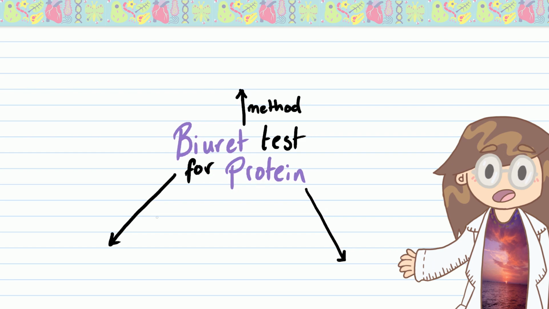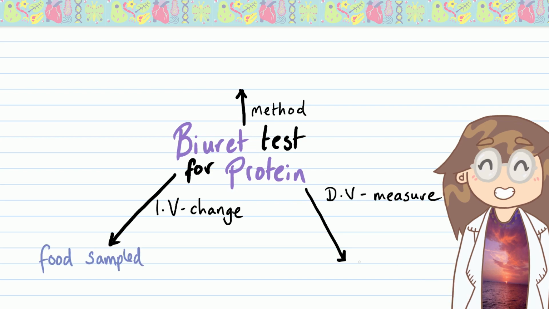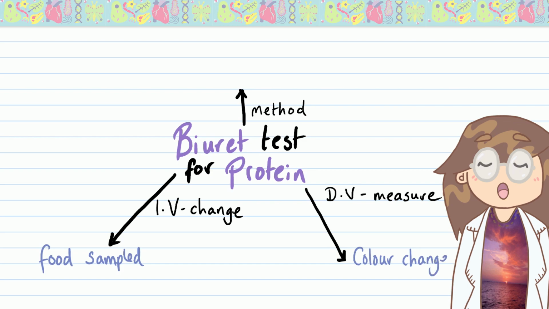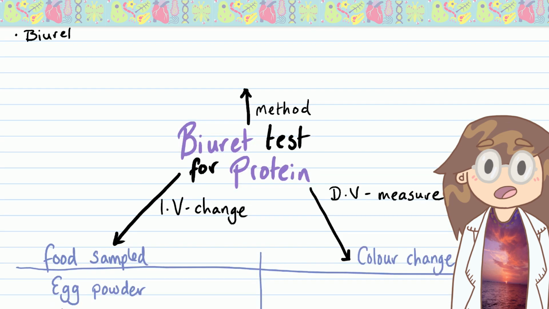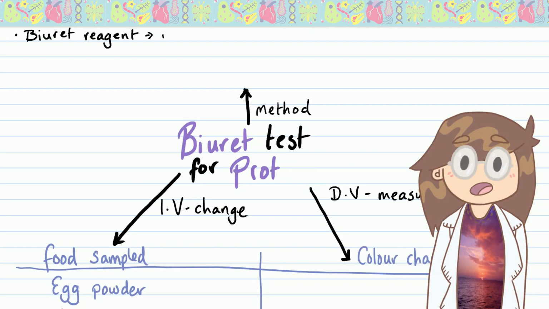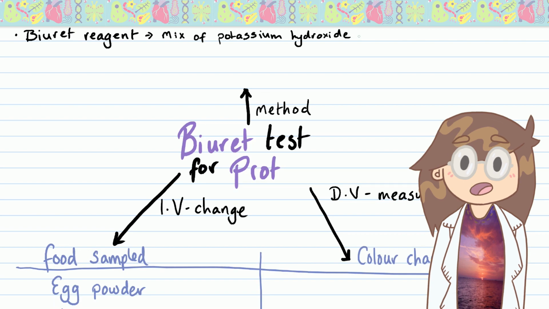Independent variable are the same as before. So the independent variable is the food we're sampling, and the dependent variable, we're looking for a colour change again. The method for this one is slightly less complicated than the Benedict's, but it doesn't involve any water baths. So you're going to need your Biuret reagent, so that's the chemical that you're adding and the name of the test. You need your boiling tubes, you need food samples, a spatula and some distilled water.